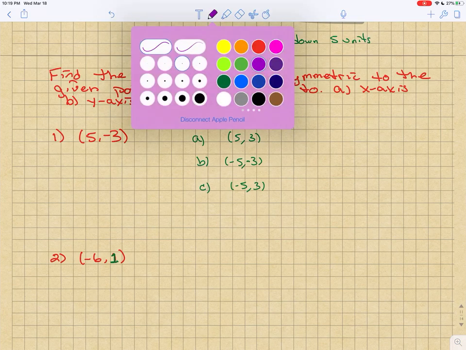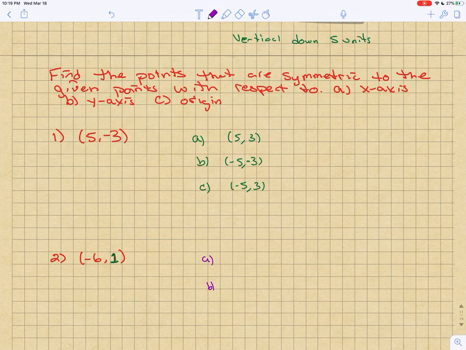So I want you to take a moment and try these out yourself. Find A, B, and C. I would pause the video and try it. Alright, I assume you've tried it, and hopefully you have the same answers I have.